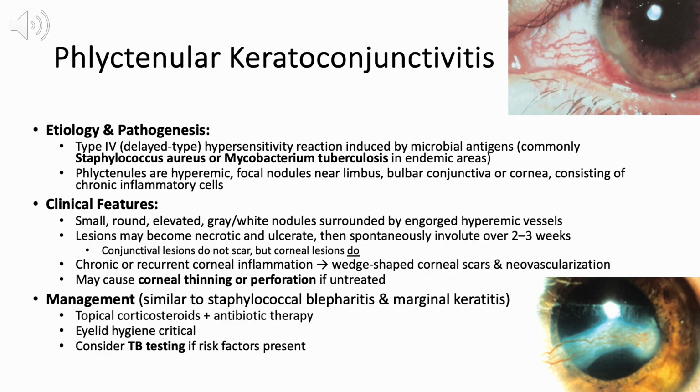Conjunctival lesions usually do not scar, but corneal involvement can result in chronic inflammation, wedge-shaped corneal scars, neovascularization, and potentially even thinning or perforation if left untreated. Management closely mirrors treatment for staphylococcal blepharitis and marginal keratitis. It includes the use of topical corticosteroids combined with antibiotics, emphasizing meticulous eyelid hygiene. In areas with tuberculosis prevalence or relevant risk factors, TB testing should be considered. The accompanying images illustrate the inflamed nodules and vascularization associated with phlyctenular disease.